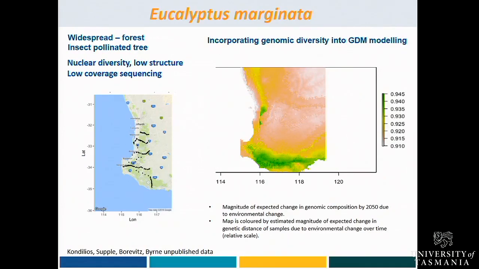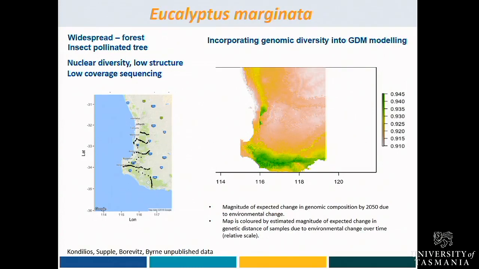But here's another bit of work, also in Jarrah, done with Justin Borovich and James Kondiolis, just showing that we took transects across the distribution, 4 or 5 transects, most going east-west, one going north-south, looked at the genomic variation and then incorporated it into generalised dissimilarity modelling of the change in climate and the change in allele frequency that you would need to match the change in climate going out to 2050 for a moderate climate scenario. And you can see that you need greater change in the wetter part of the distribution than in the northern part of the distribution.